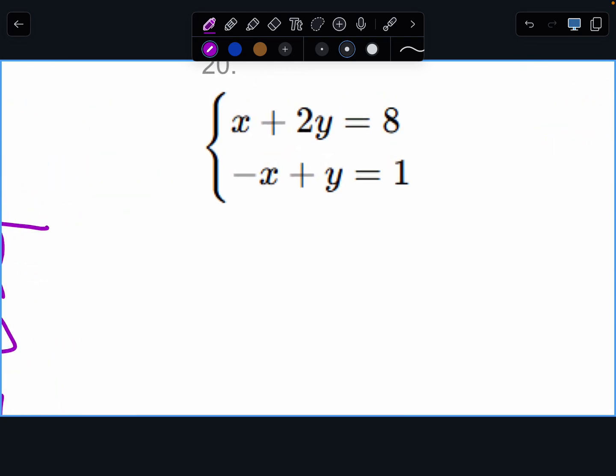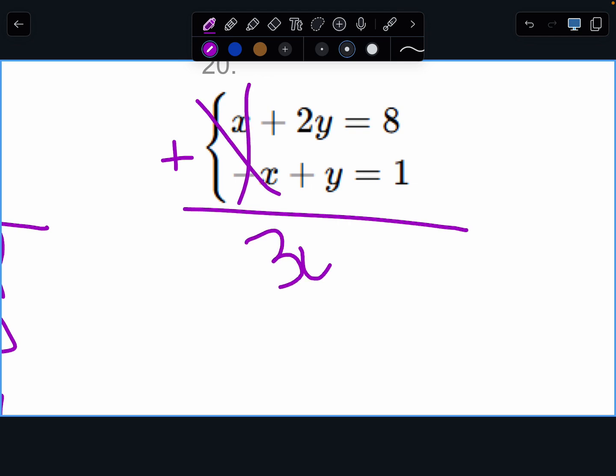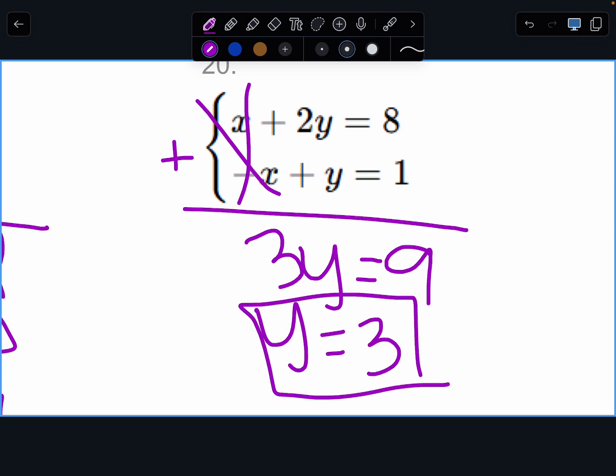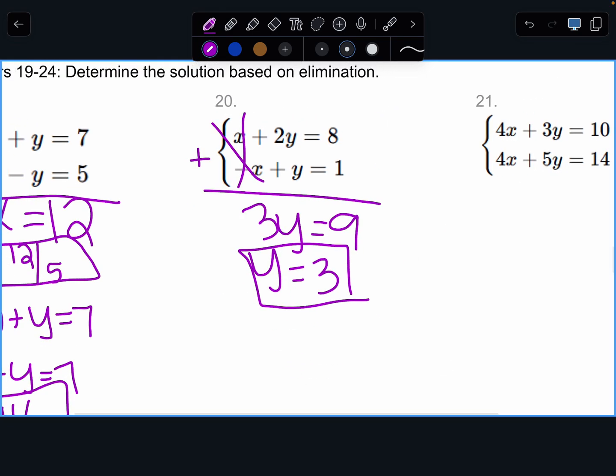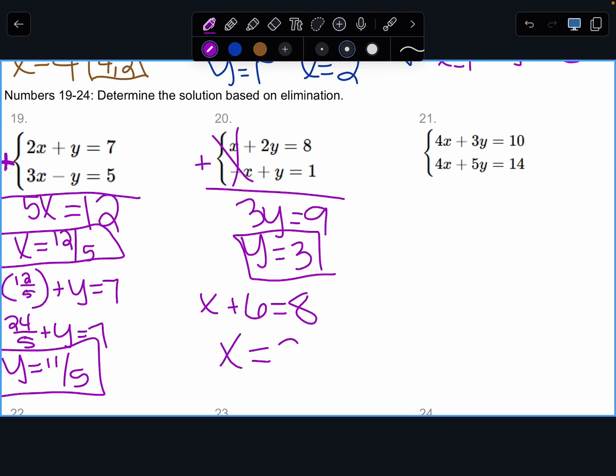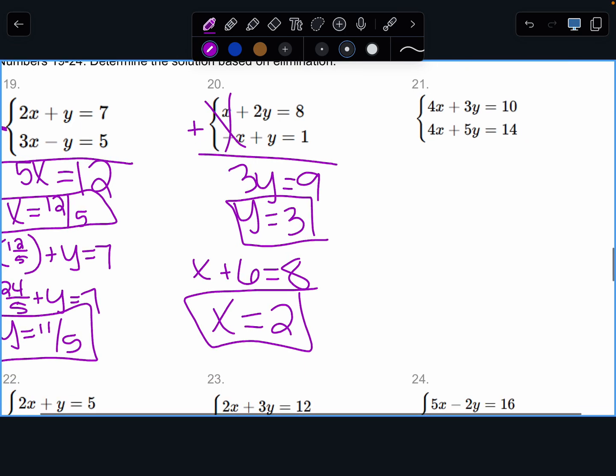This one, same thing. We're going to be adding. So these cancel out. 3y equals 9, which means y equals 3. And if I plug that back in, I would get x plus 6 equals 8. So x equals 2. Again, I'm going super fast. If you're like, I'm still super confused, I can send you another video slowed down for you on this.